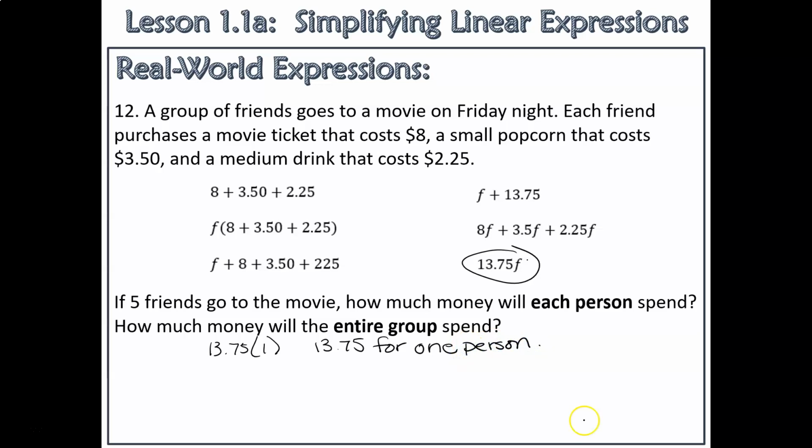If a group of 5 went, we're going to plug in a 5 for F because that's the number of friends. So we have $13.75 times 5. So you're going to take that amount, that $13.75, and when you multiply it by 5, you get $68.75 for 5 people.